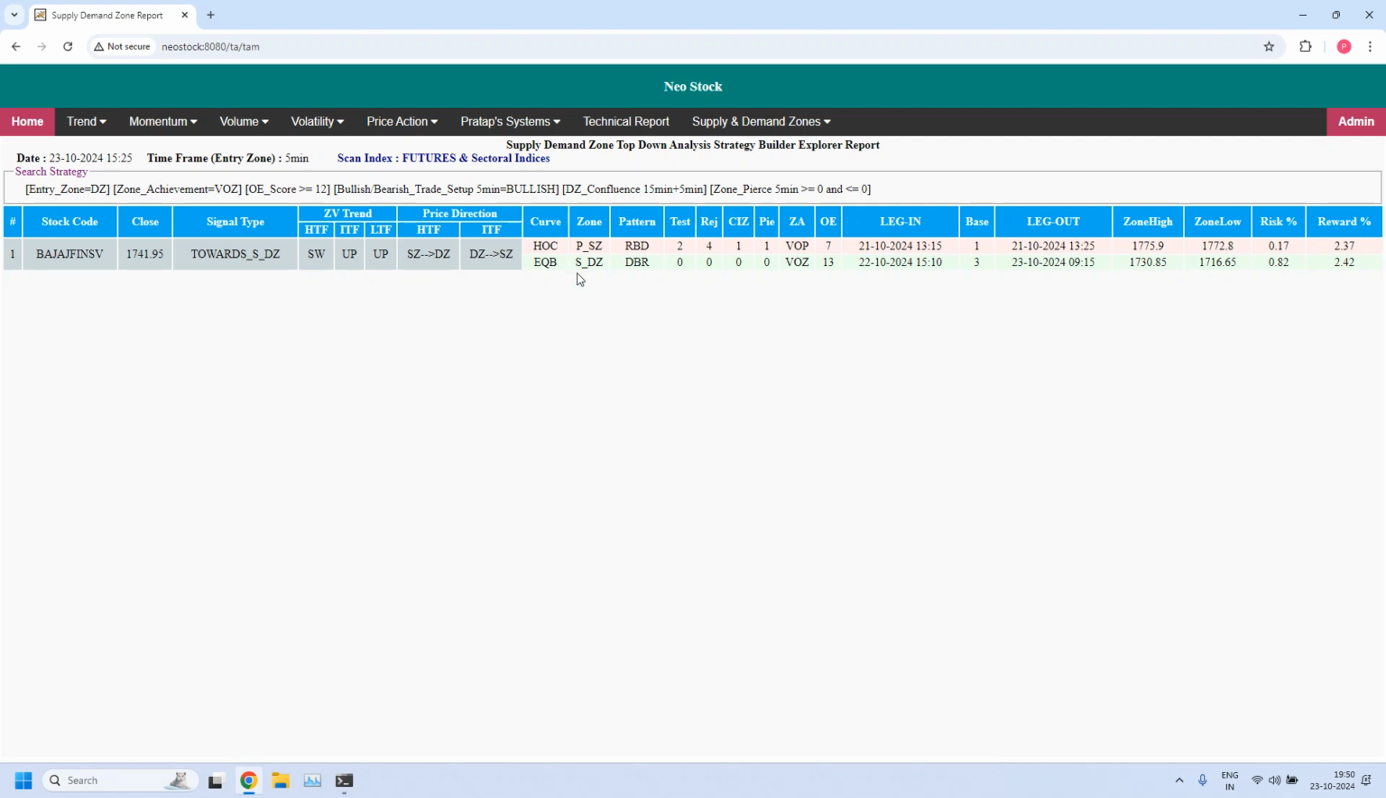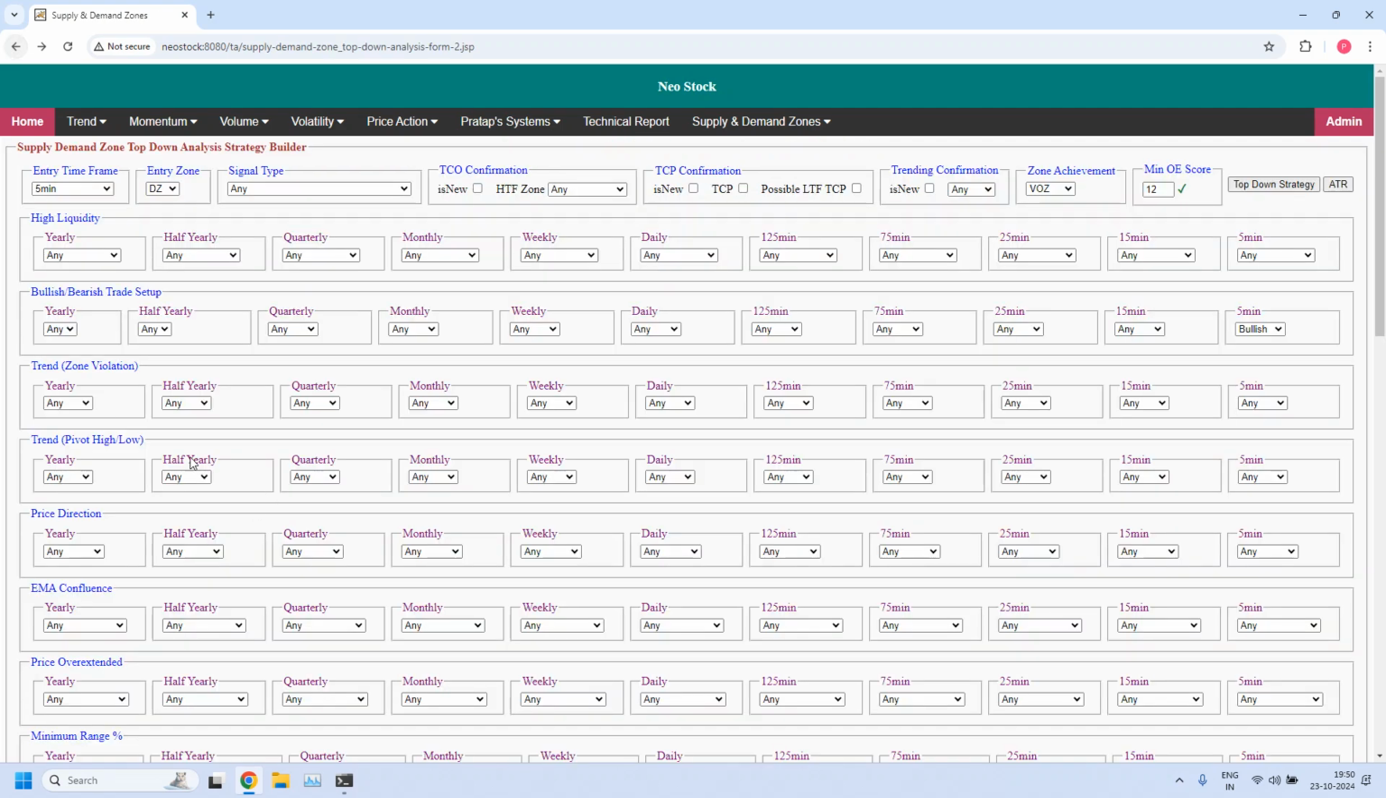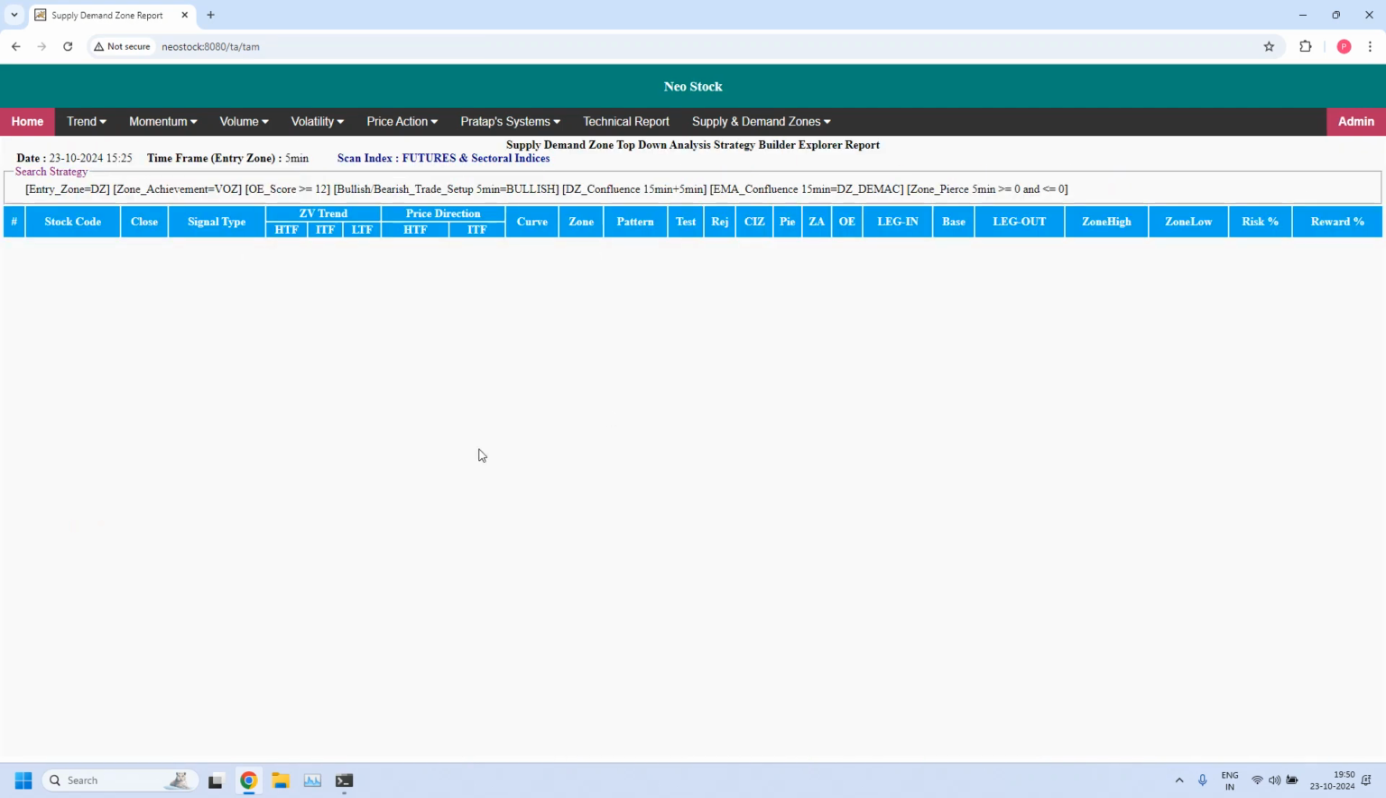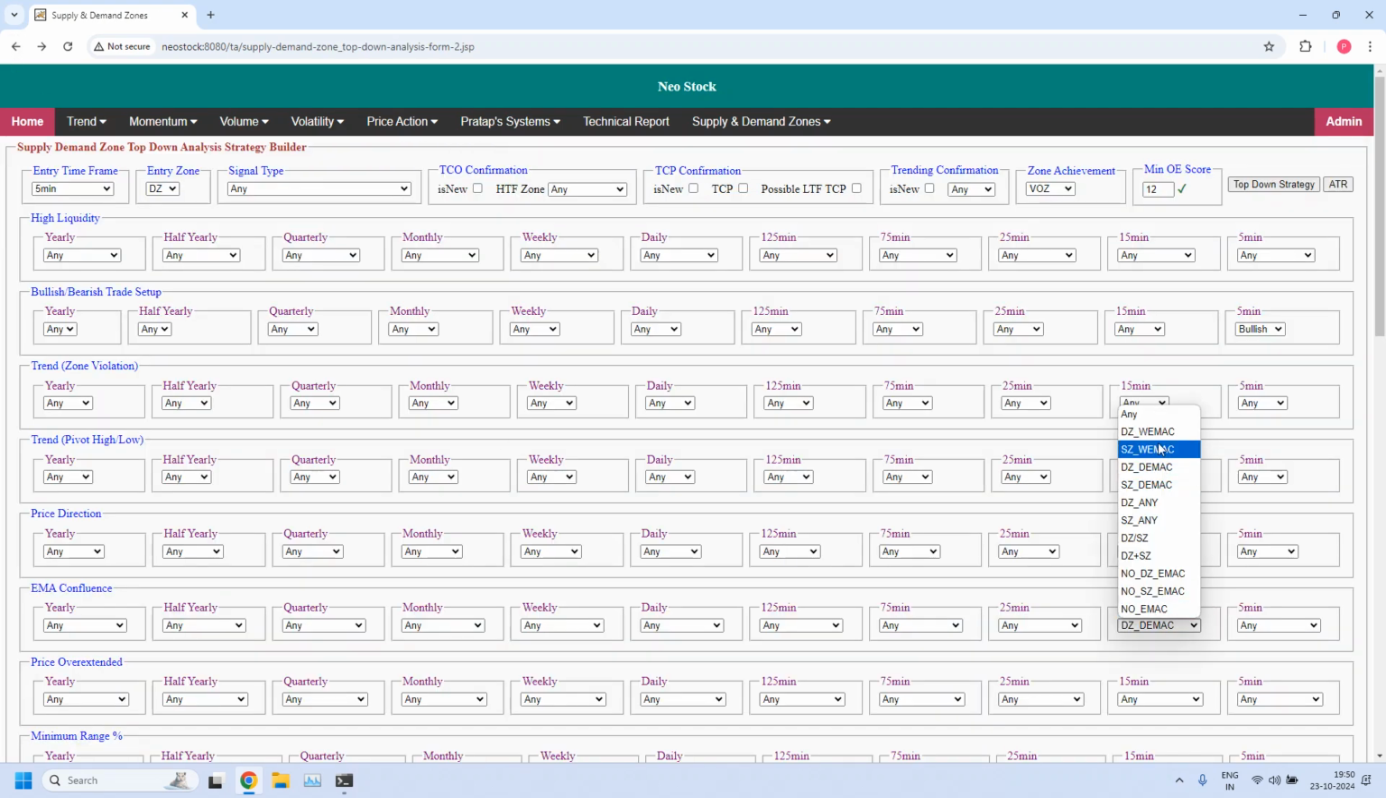If 15 minutes demand zone is having any EMA confluence, let's verify. In the EMA confluence at 15 minutes time frame, 15 minutes demand zone with daily EMA confluence. No, it is not having daily EMA confluence. No issues. But is it having HTF confluence?